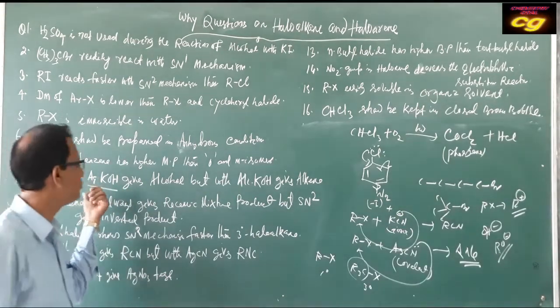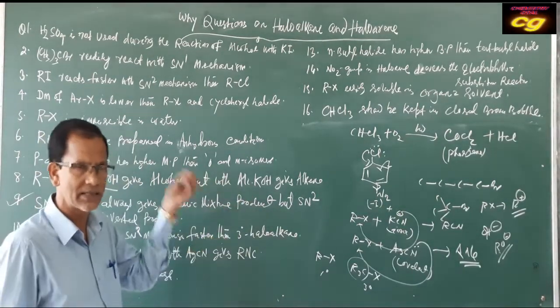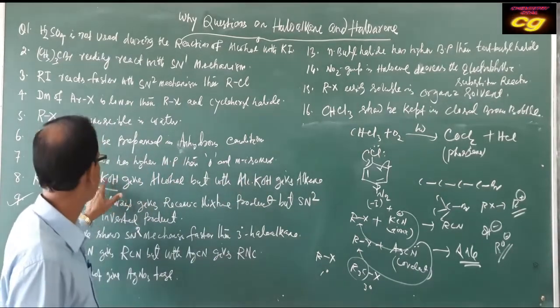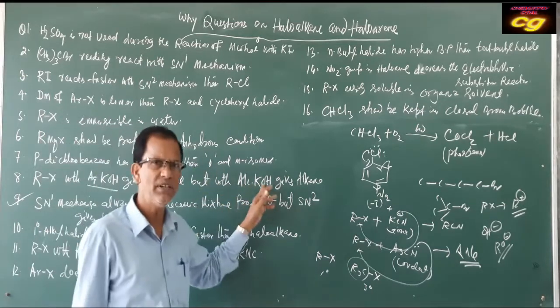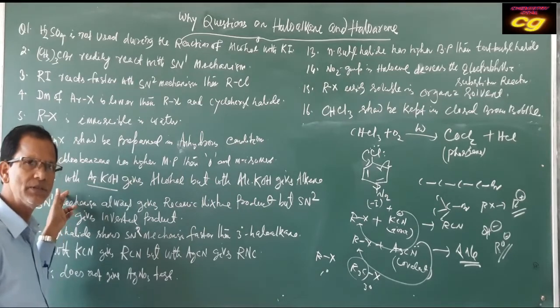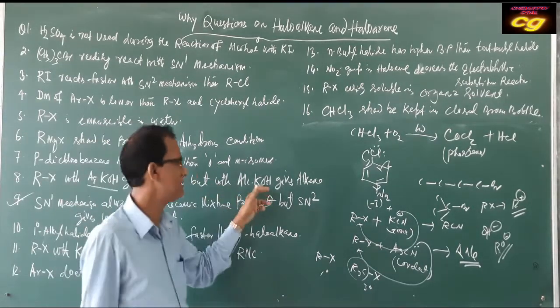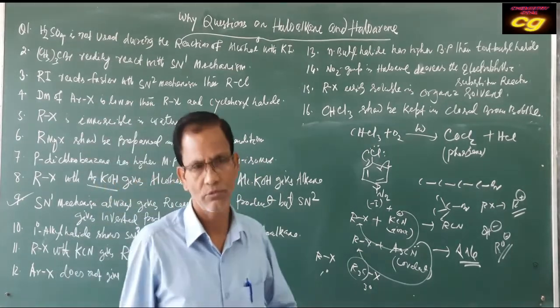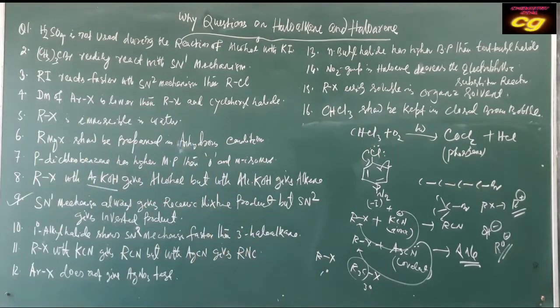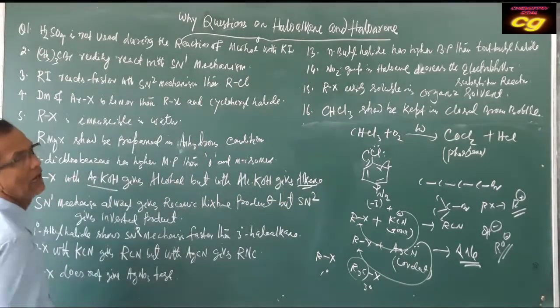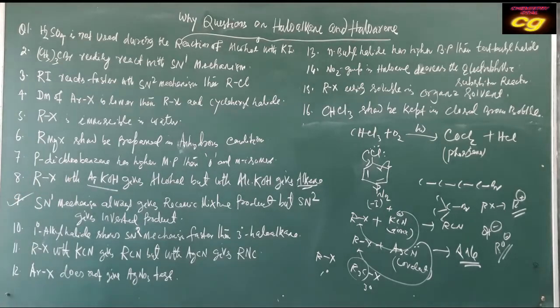This is the difference between nucleophile and base. The same reagent OH minus here acts as a nucleophile, that means it has more nucleophilic character, and it attacks the partial positive carbon. But here it acts as a base, abstracting a proton from the adjacent carbon, that's why the product is alkene, and here the product is alcohol. So this is the difference between the aqueous case and the alcoholic case.